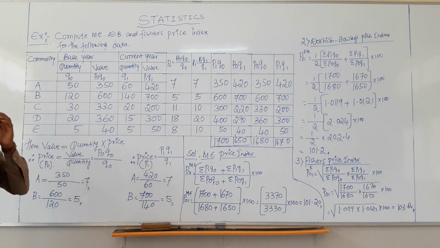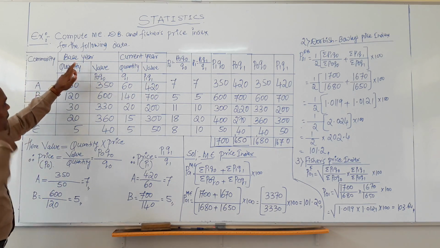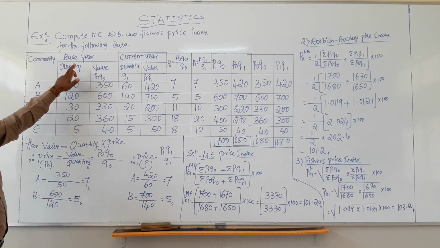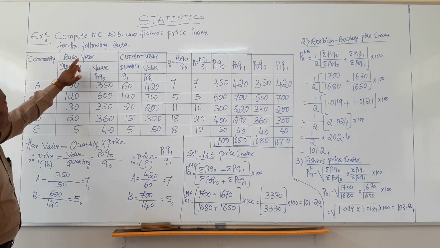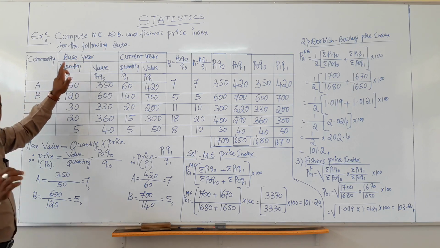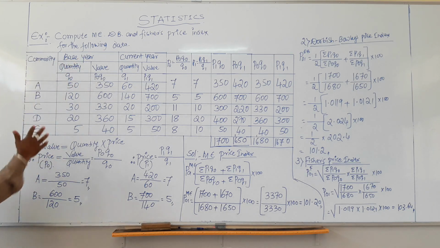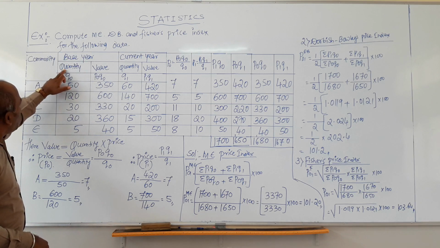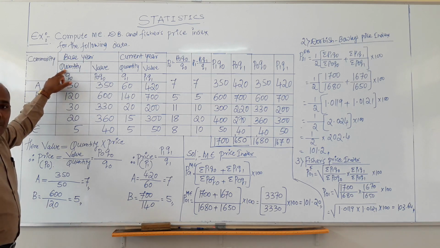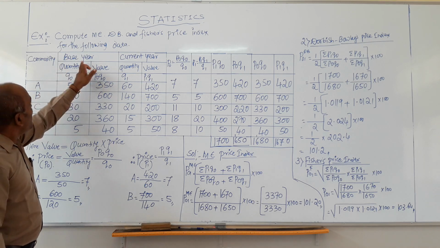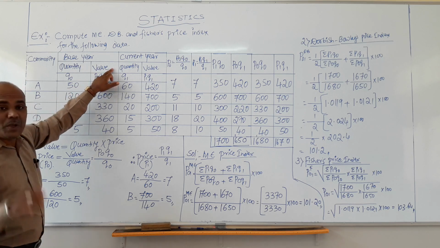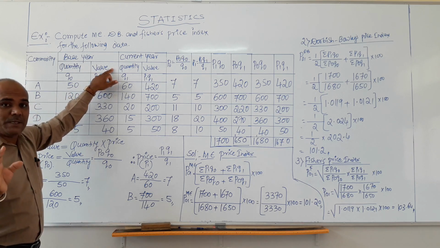So one must remember here, in any question they ask you to construct a price index, let's move on to the first one. Commodities A, B, C, D, E are given. Then the base year quantity is Q naught. It means in the base year, if they mention the quantity, then it is considered as Q naught.